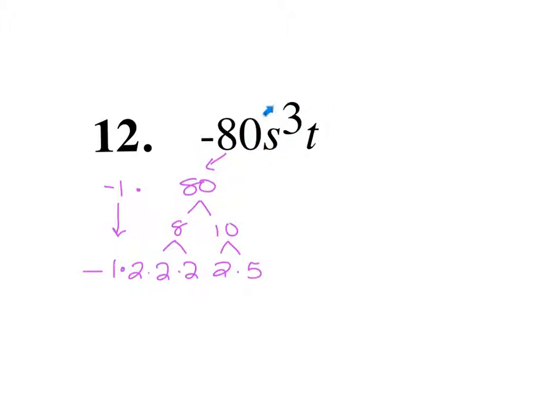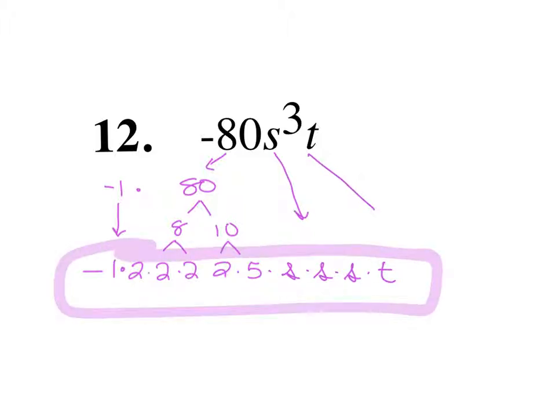But we're not done factoring because we need to factor the variables. S cubed is s times s times s, and then times t. And now you are completely done factoring. That's your prime factors.